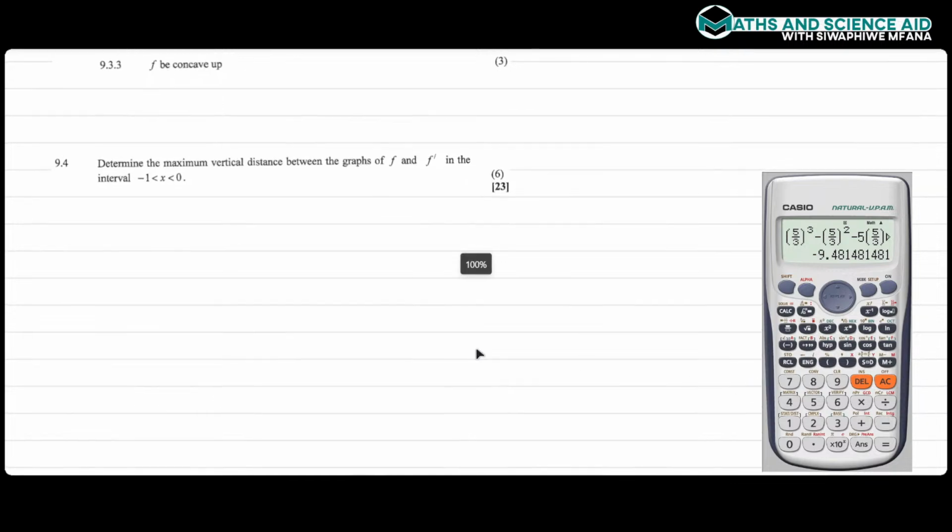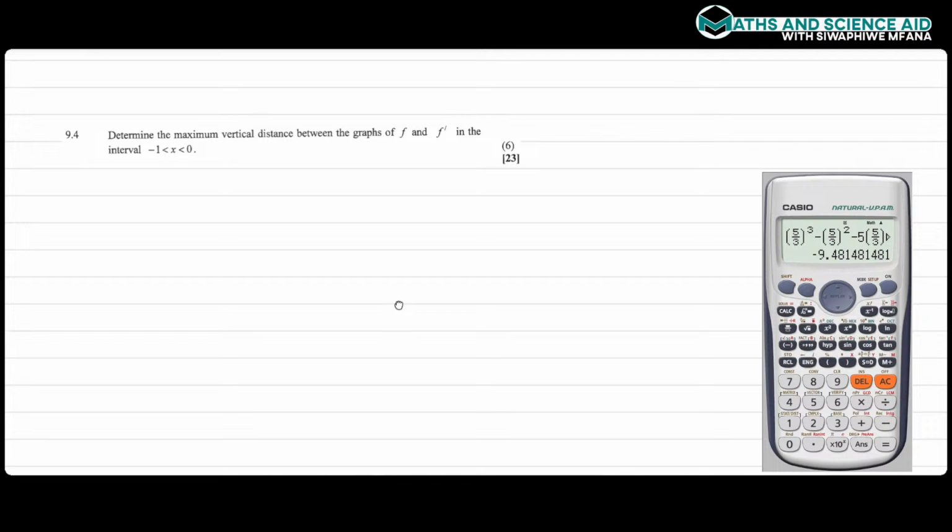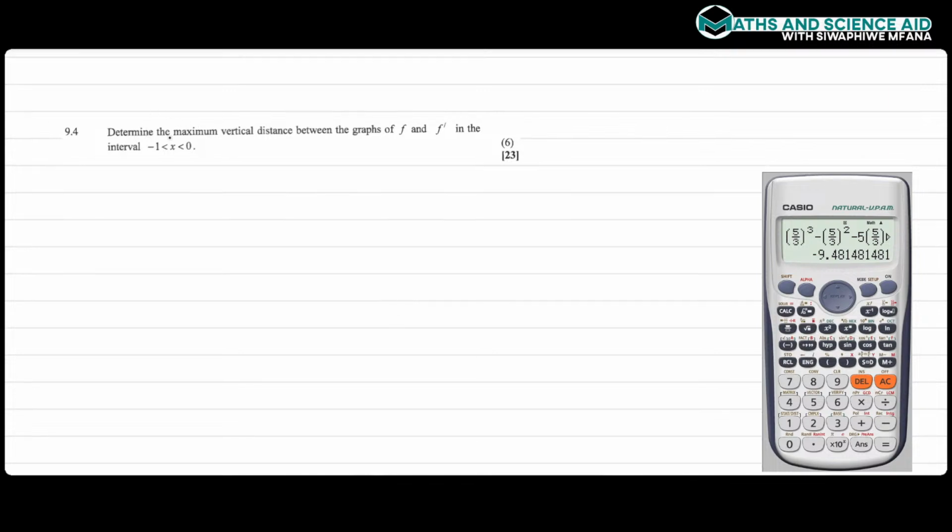So it's just a single question, one sentence, 6 marks. Determine the maximum vertical distance. That's the key thing. We want the maximum vertical distance between the graphs of f and f prime in the interval from -1 up to 0. Okay, so what is it that we are optimizing here? That's what you need to ask yourself or determine as you are reading the statement. So we are trying to optimize the vertical distance. We want its maximum, right? If this vertical distance is between the graphs of f and f prime.